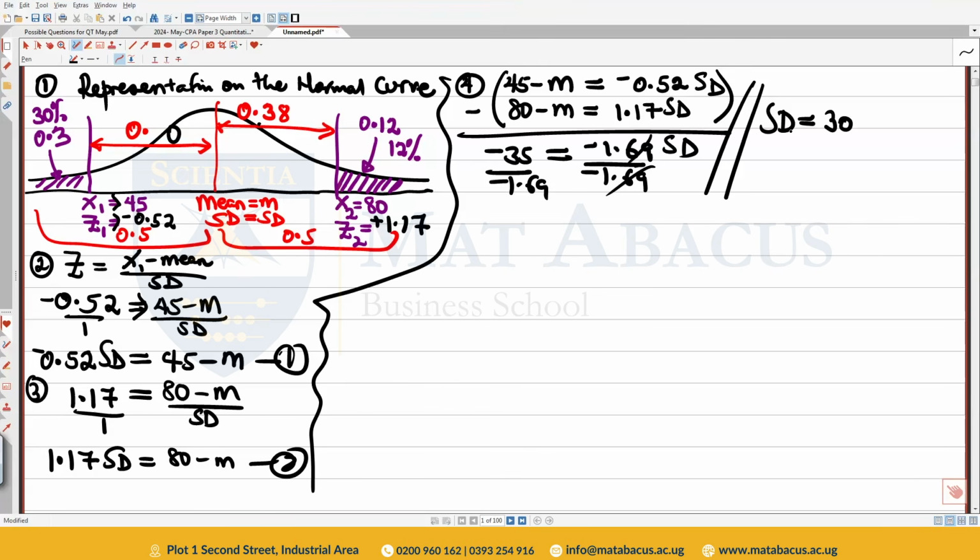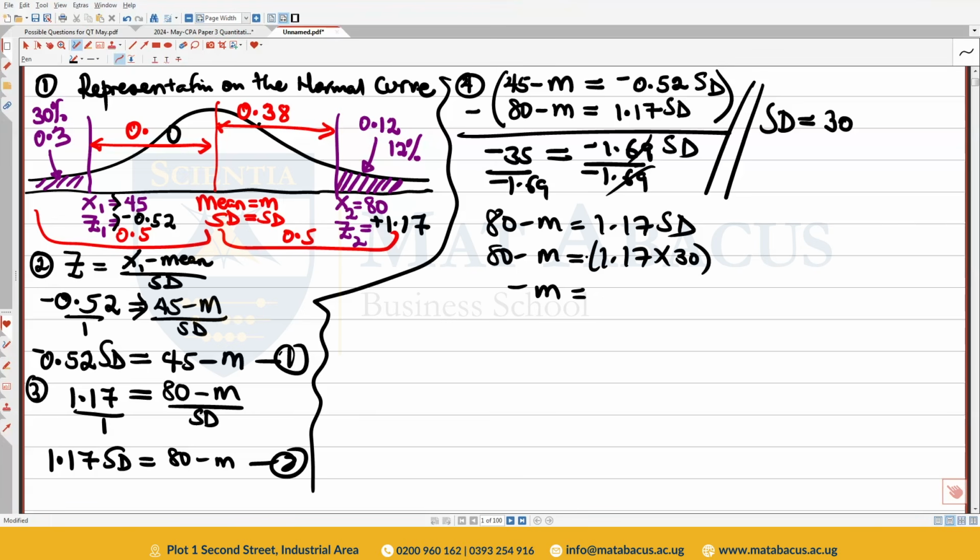And then what was the mean? Then you replace and get the mean. That is 80 minus M is equal to 1.17 SD. So 80 minus M is equal to 1.17 times 30. So negative M is equal to, this is 1.17.